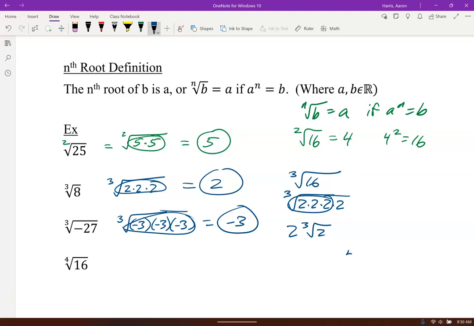I cannot do like a square root of negative 4. That I cannot do because there's no number squared that gives me negative 4, right? If I have a number squared, it's going to be positive. So that can't happen.